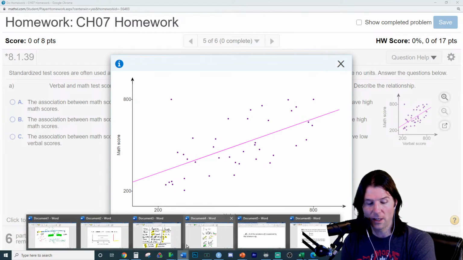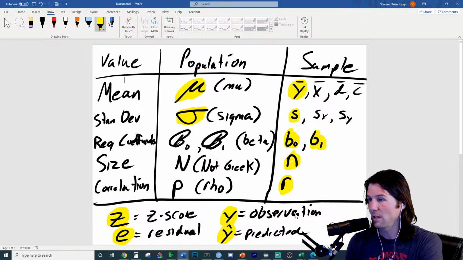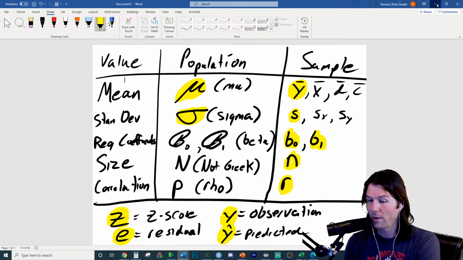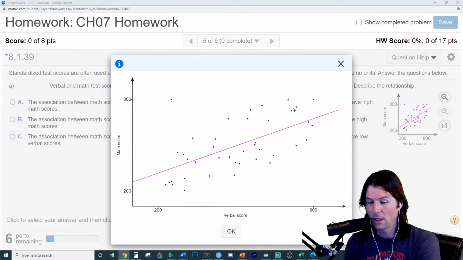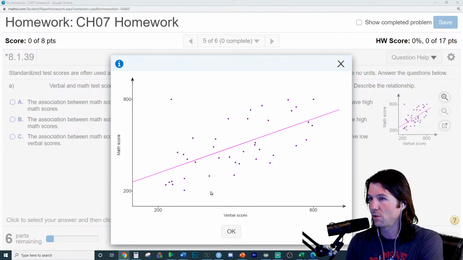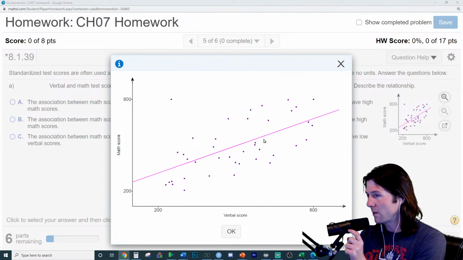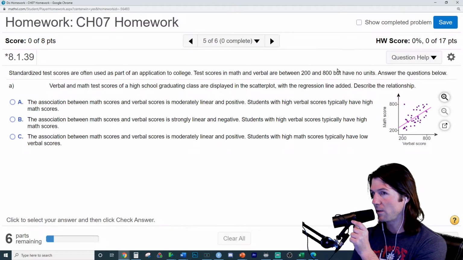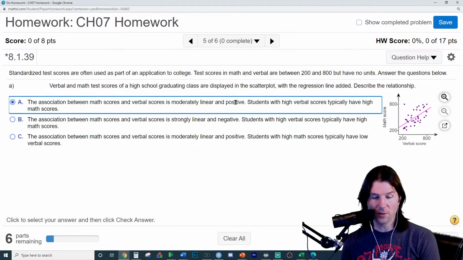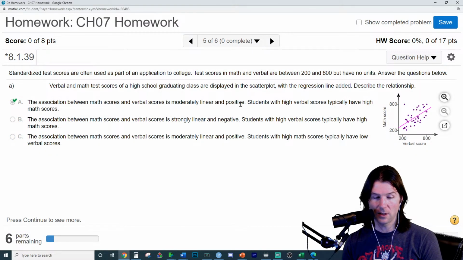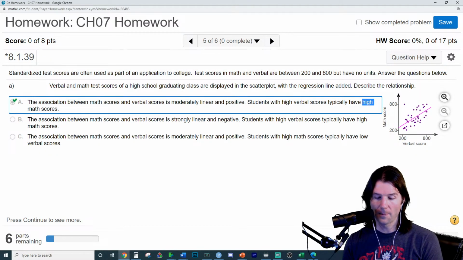Going by the notation right here, y is the observation or the actual amount, and y hat is the prediction. So everything on the line is a prediction, and these are the actuals. Every dot is what someone actually made, and this is the model used to predict their values. What we see is a positive relationship, and people who score higher in one generally score higher in the other. So you just have to look for the positive and for the higher.